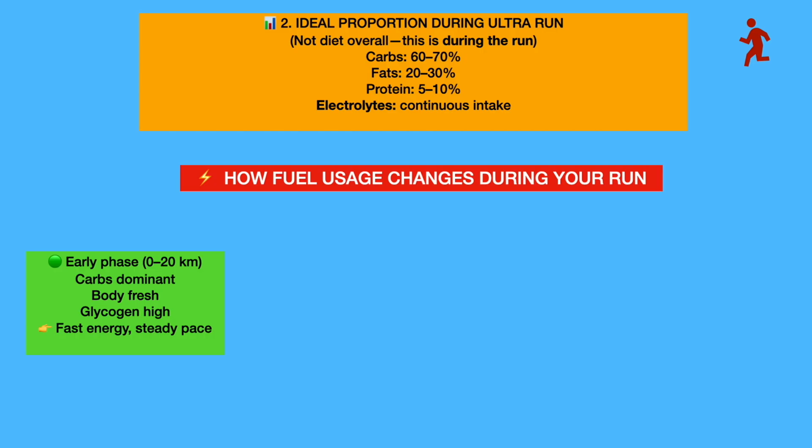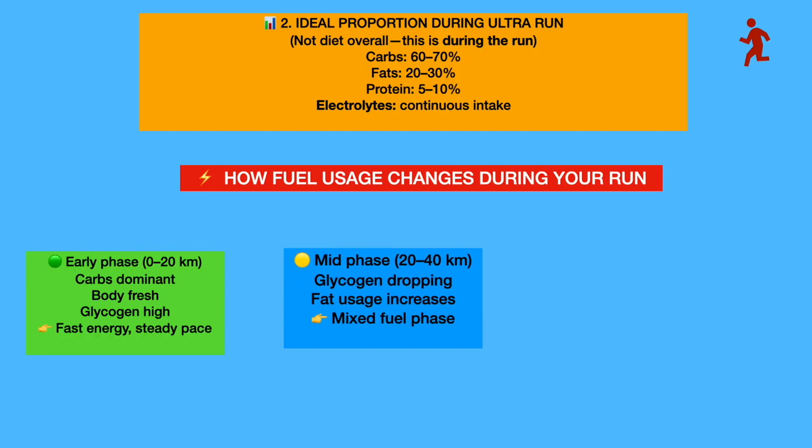In the mid phase, that is 20 to 40 kilometers, your glycogen stores are depleting and fat usage increases. During this phase, your hybrid engine uses both carbs and fat. So you have to provide the body with both. Eating food which gives you a sense of filling of the stomach, or satiety, helps. That is like potato or sandwich. Idlis also help.